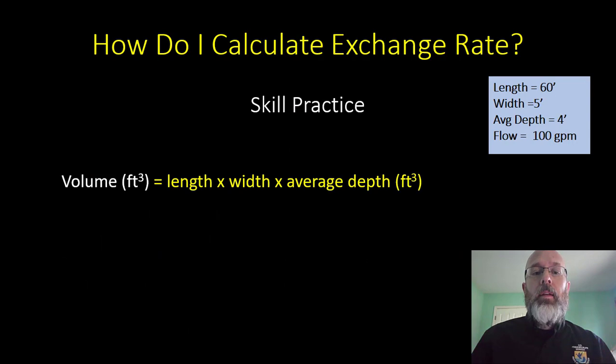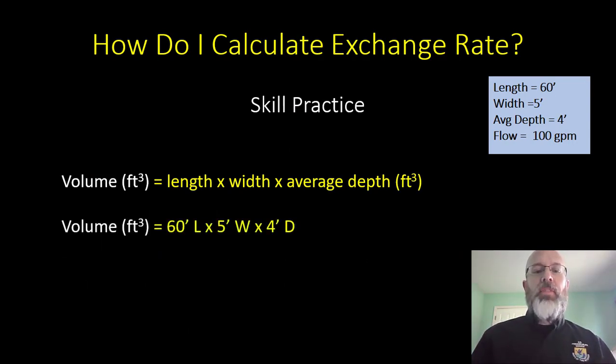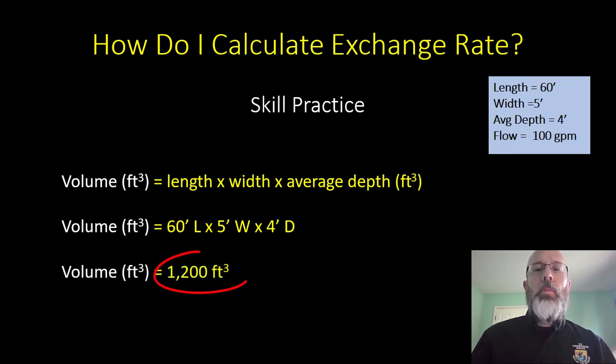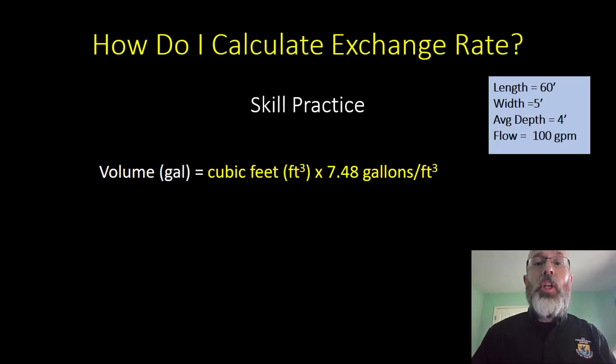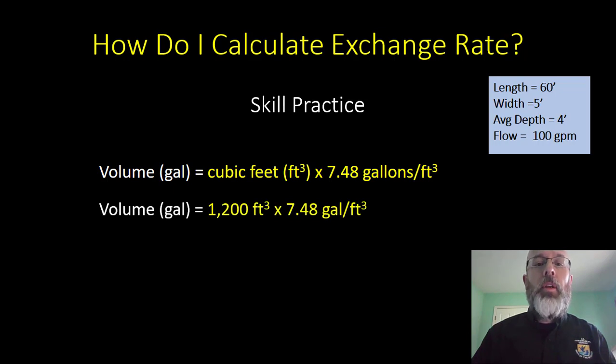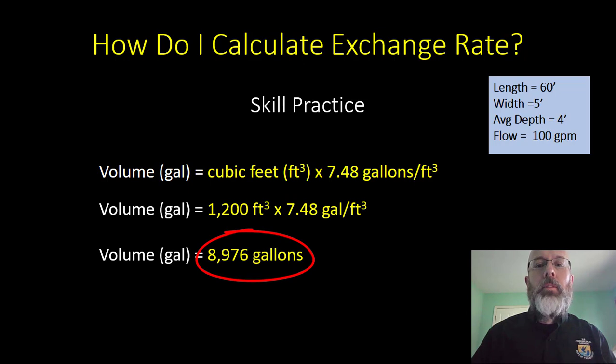Okay, welcome back. First, you should have calculated the volume of the rearing unit. It was 60 feet long, 5 feet wide, and 4 feet in average depth. If you plug those into your calculators, you should have gotten 1,200 cubic feet. The next step was to convert the volume in cubic feet into gallons. So we had 1,200 cubic feet. We multiply that by 7.48 gallons per cubic foot, and you get 8,976 gallons.